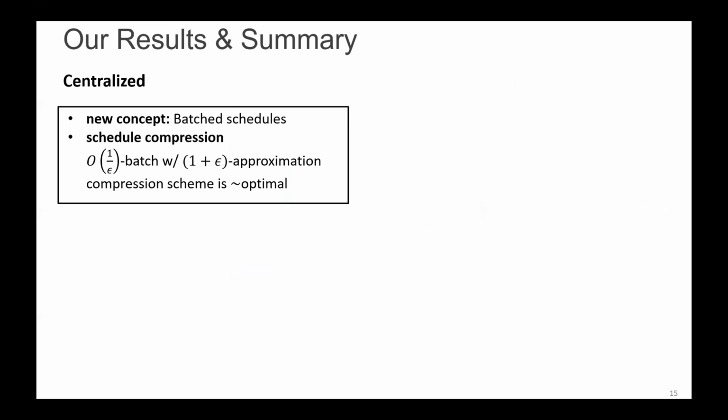So let's first start with what we've seen. We introduced this new concept of batched schedules. And then we also have a generic method to create such batch schedules if you have sequential schedules. We will look at this in detail later, but the bottom line is that if you have order of 1/epsilon batch schedules, then you just pay a 1 + epsilon factor in the optimal cost. And this is actually optimal.